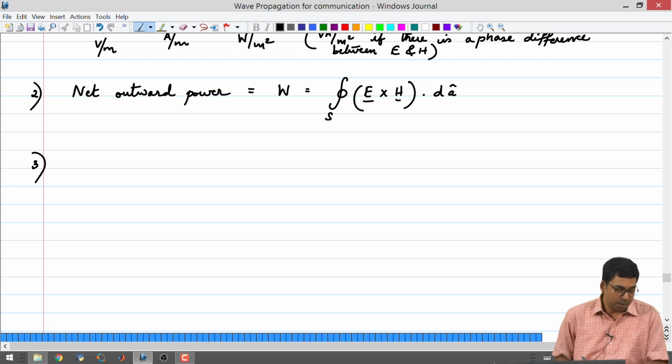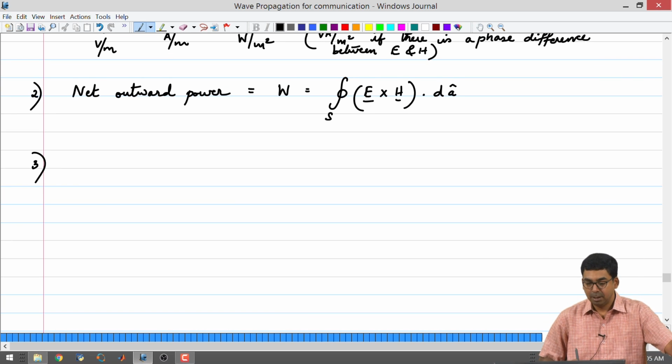Now, let us start to look at this in a little bit more detail, because we already know that the electric field that we are considering now is a time harmonic quantity for this portion of the lecture, and the magnetic field is also time harmonic. So, what is the effect of time on the power that is passing through a unit area is what we first need to understand.